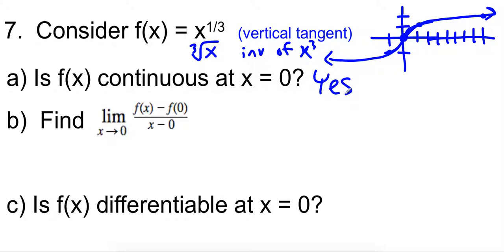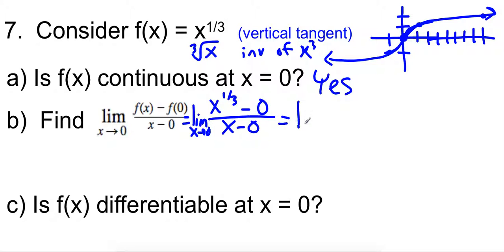Okay, so now what we're going to do is look at the slope, the derivative, as we approach 0. So we're looking at the limit as x approaches 0 of f of x, which is just our function, minus f of 0. You plug in 0, you just get 0, over x minus 0. Oh dear, I forgot the limit. We can squeeze that in there. The limit as x approaches 0.